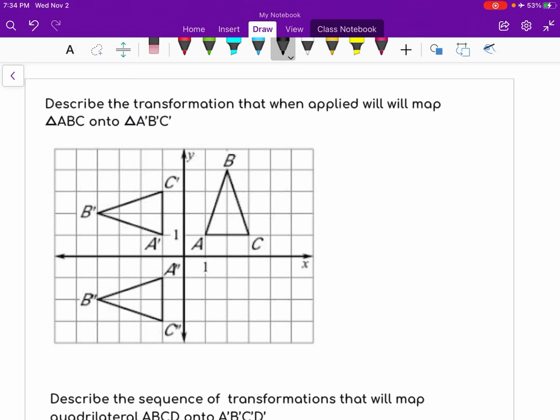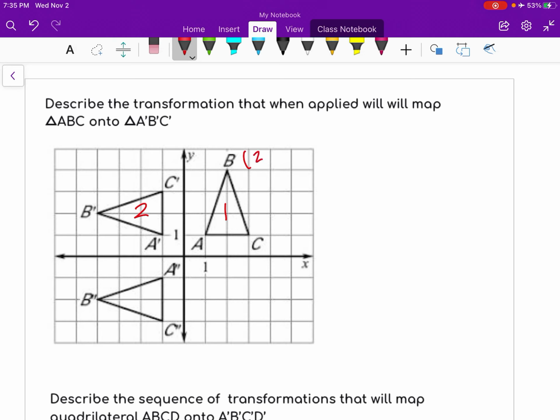This next question wants us to describe the transformation that, when applied, will map ABC onto A prime, B prime, C prime. So for this graph, we're not focused on the double prime. We just want to know what's the first transformation that's happened here. So once again, I'm going to mark with a 1 and 2 to show that this is the pre-image and this is the image. And we're going to compare the coordinates to see what happened.